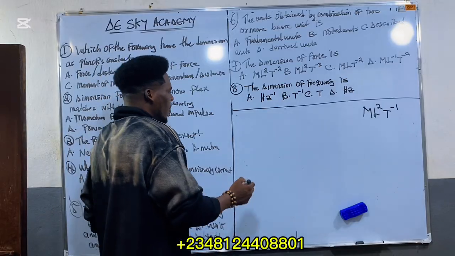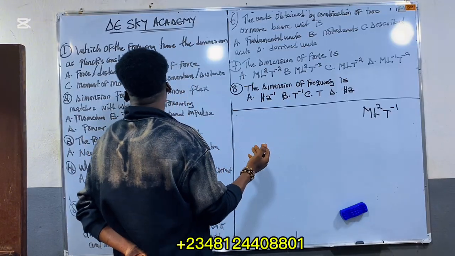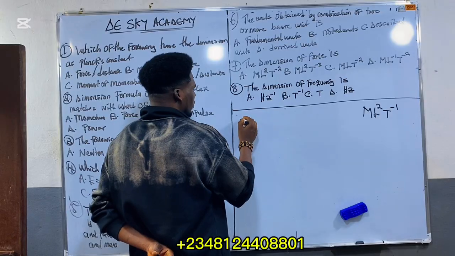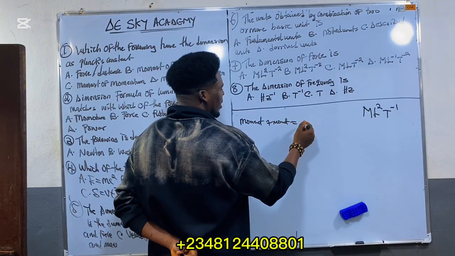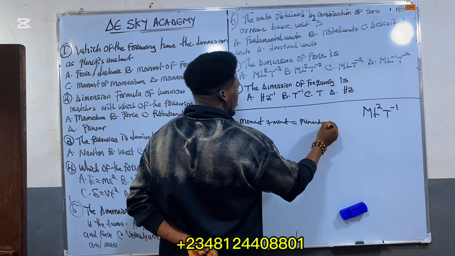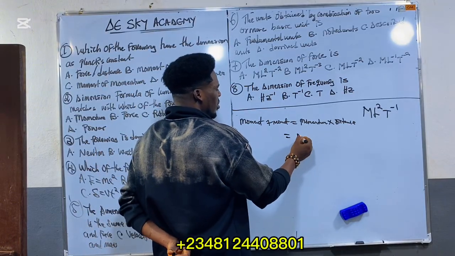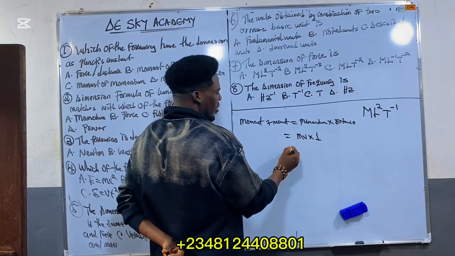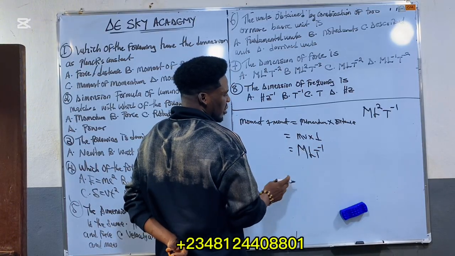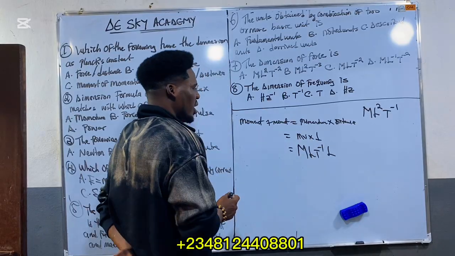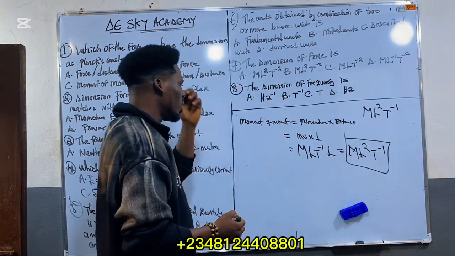Option C is moment of momentum. Moment of momentum is also known as angular momentum. So I have it as momentum times distance. What is momentum? Mass times velocity, times distance. The dimension for mass is M, the dimension for velocity is LT to the power of minus 1, and the dimension for distance is L. So L times L is L square. I'll have it as ML square T to the power of minus 1.